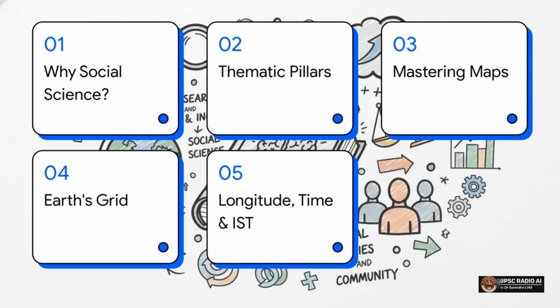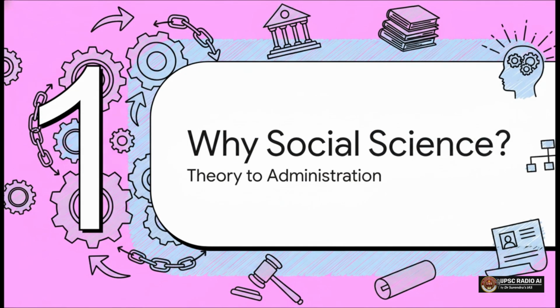Okay, so here's our roadmap for today. We're going to start with the big why, social science is so critical. Then we'll look at its key themes, and then dive into some really practical skills, like how to master maps and truly understand the Earth's grid system. So, first things first, let's really establish why this subject is the absolute bedrock of effective governance and public administration.